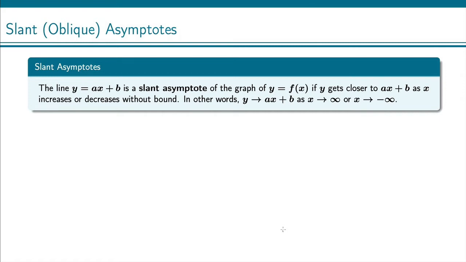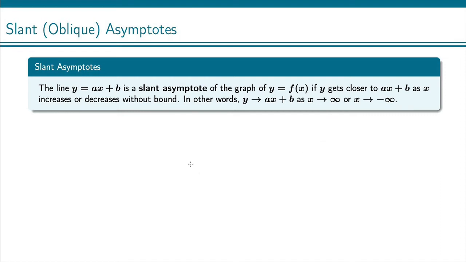So here's the definition. The line y equals ax plus b is a slant asymptote or oblique asymptote of the graph of y equals f of x if y gets closer to ax plus b as x increases or decreases without bound. In other words, y approaches ax plus b as x approaches infinity or x approaches negative infinity.